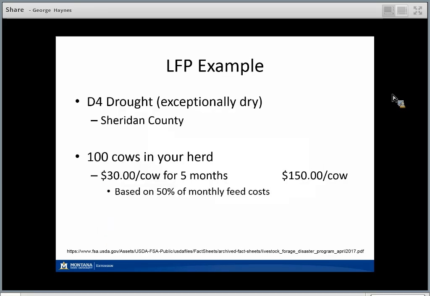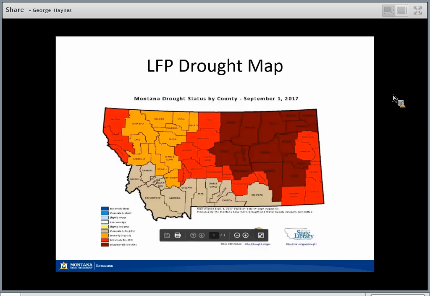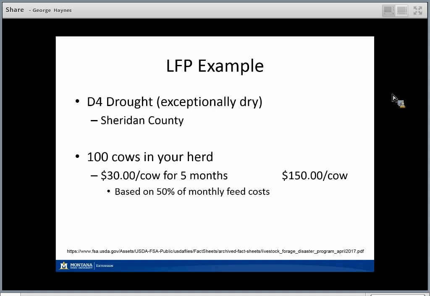So what about this? Sheridan County is an exceptionally dry county. You all know where that is, up in the far northeastern part of Montana. You can see it's a nice dark brownish red color up there. So what happens if you lived in Sheridan County right now?